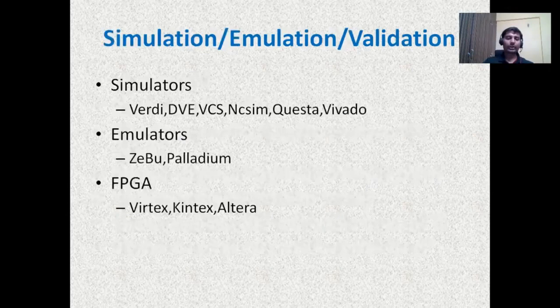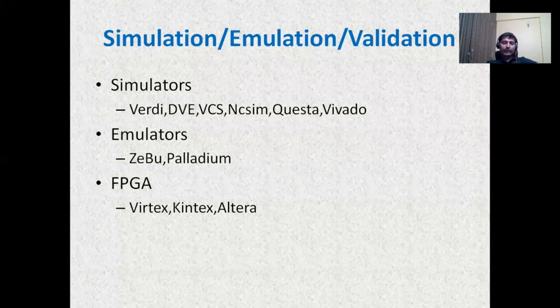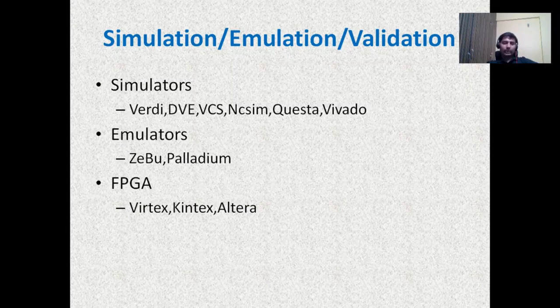These simulators are made by different companies. Here I have listed a few. One is Verdi, DVE, VCS, which are from Synopsys. Then we have NC-Sim from Cadence. We have Questa from Mentor. And then we have Vivado from Xilinx. I guess in your college you would have mostly used Vivado, because there is a student version and a free license you get for Vivado and Questa. I don't think people in college use VCS, DVE or Verdi. Usually they use Questa or Vivado.